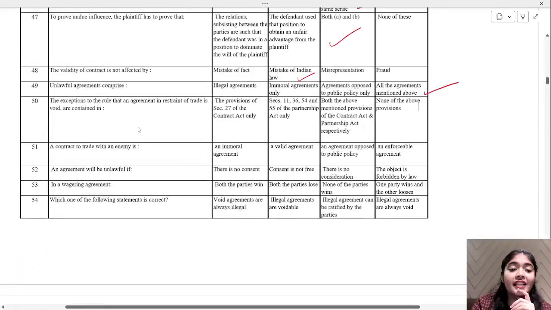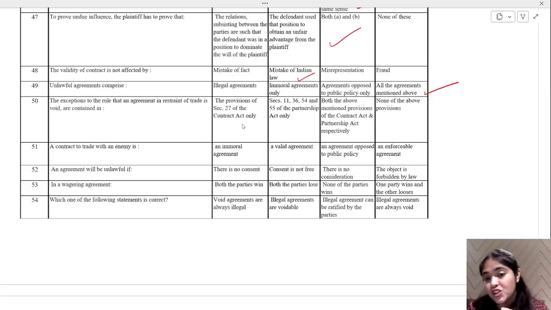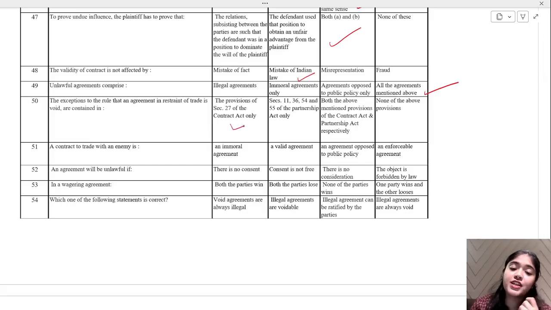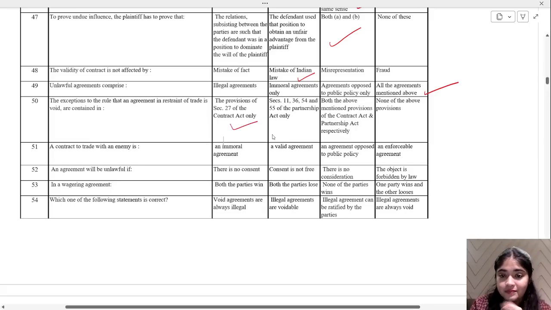Now, the exceptions to the rule that an agreement in restraint of trade is void are contained in provisions of Section 27 of the Contract Act only, Section 11, 36, 54, and 55 of Partnership Act, both the above mentioned provisions of Contract Act and Partnership Act respectively, or none of the above provisions. So tell me, the provisions of Section 27 of the Contract Act only. Okay, some people have a different opinion, but as per your institute, it is the provisions of Section 27 of the Contract Act only.